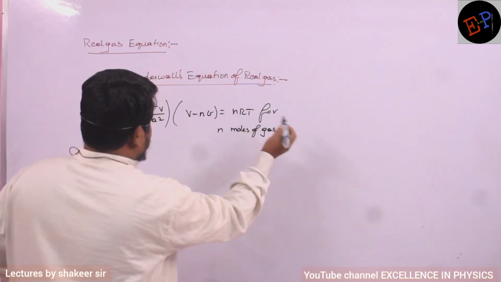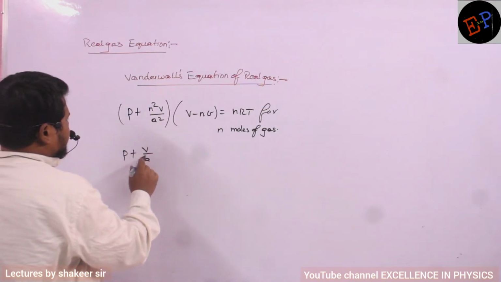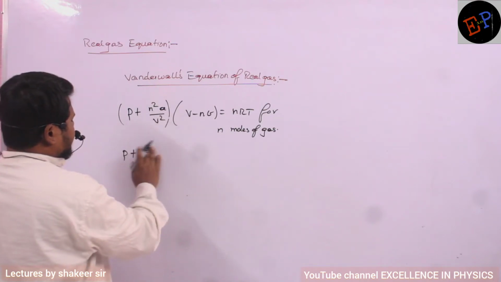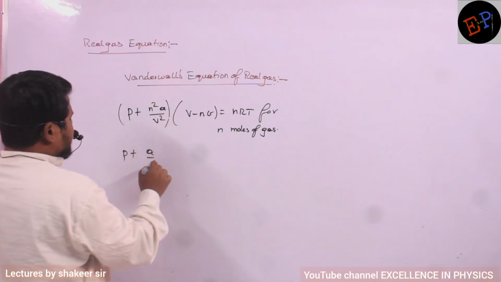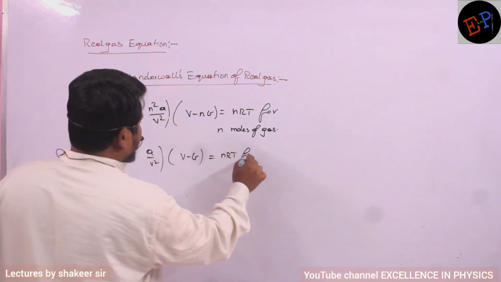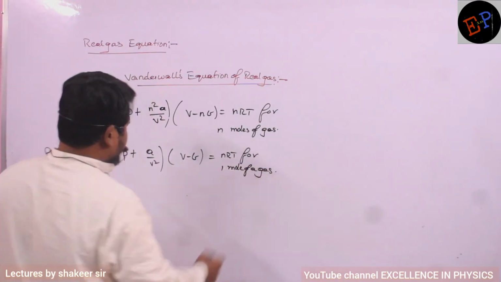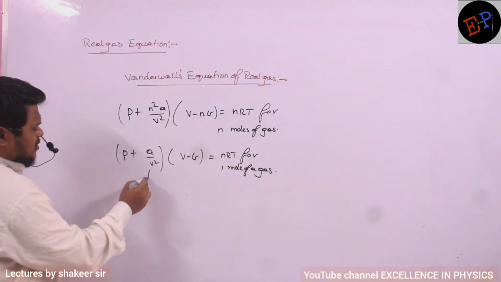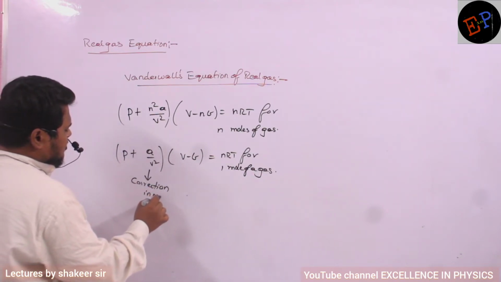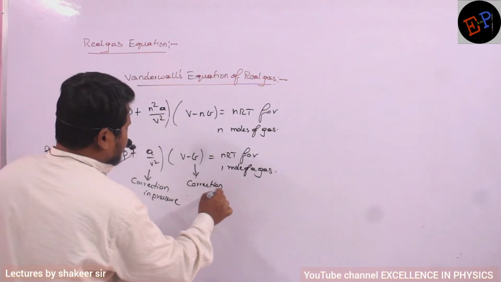Similarly, for 1 mole of a gas, how can I write? I can write P plus a divided by V squared, multiplied by V minus b, is equal to RT, for 1 mole of a gas. Clear now? Then what is this a by V squared? This is called the correction in pressure. And b is called the correction in volume.